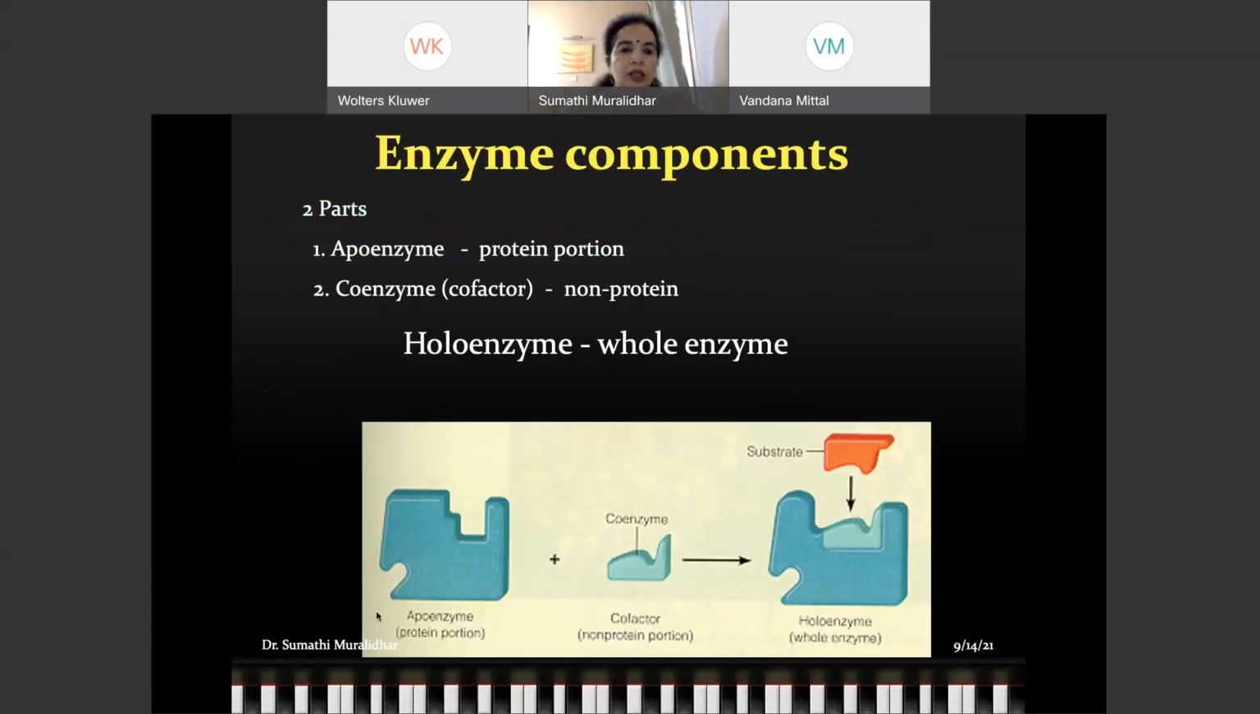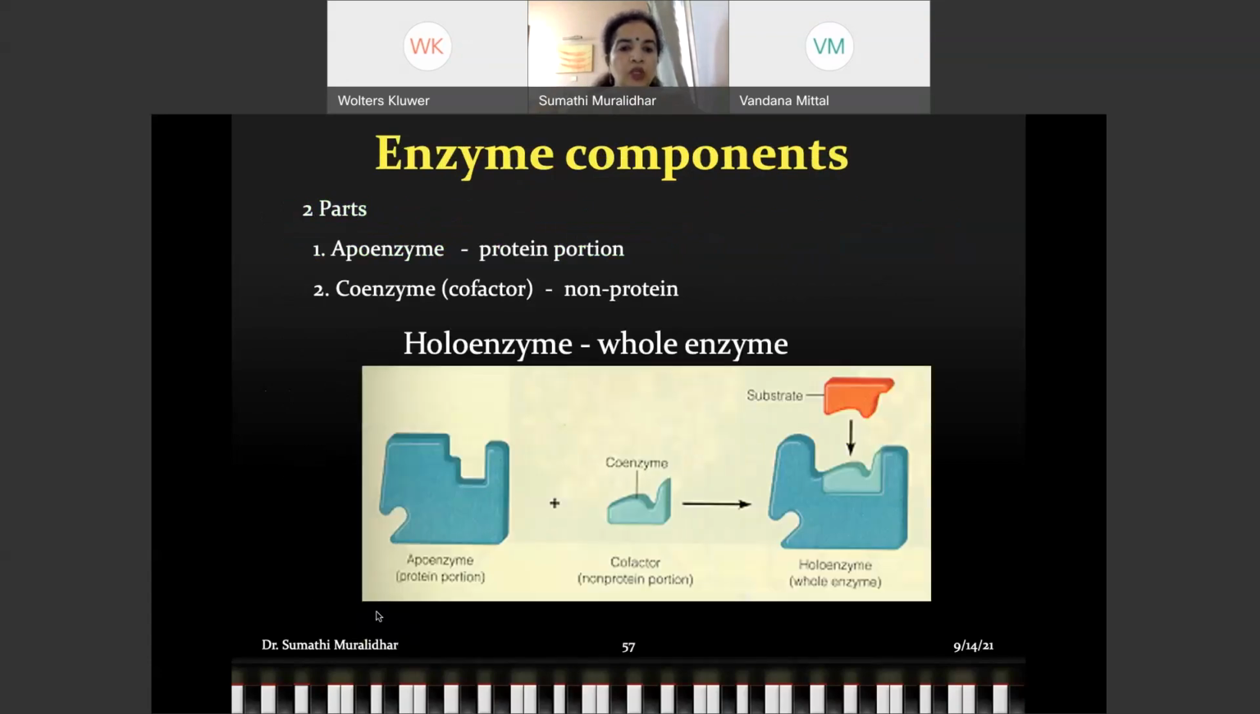So here is an example of the apoenzyme, or the protein portion, that is the blue part, and the coenzyme is the light blue portion. So you need the coenzyme in order for the enzyme to act on the substrate. The coenzyme is also required. Only then you get the whole enzyme, that is the holoenzyme.